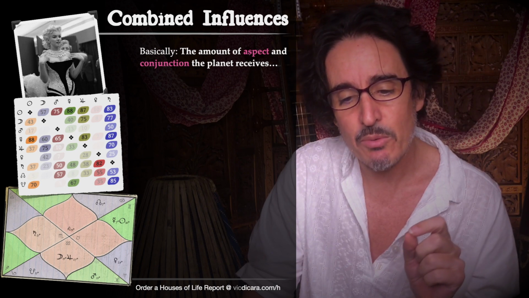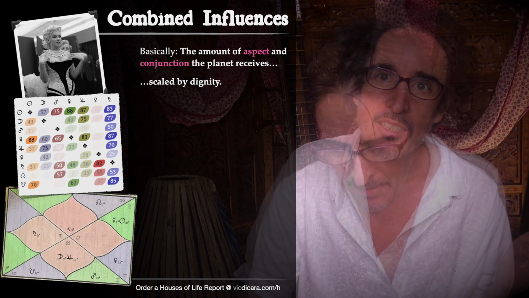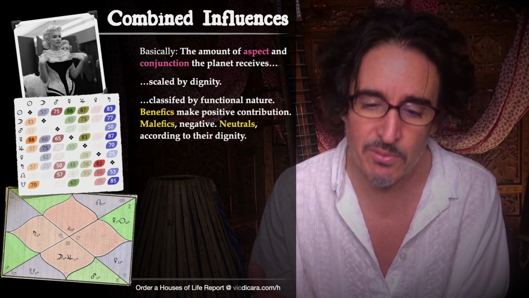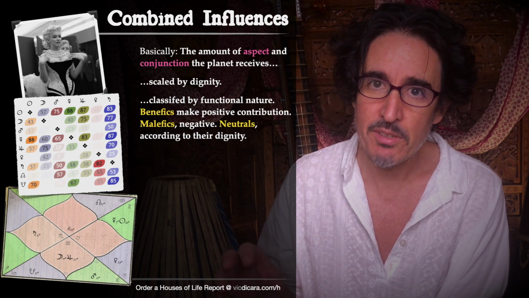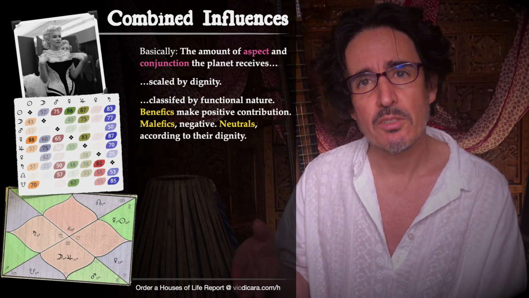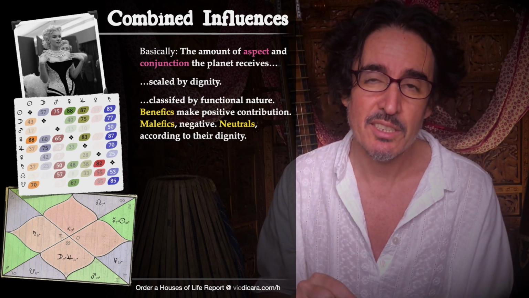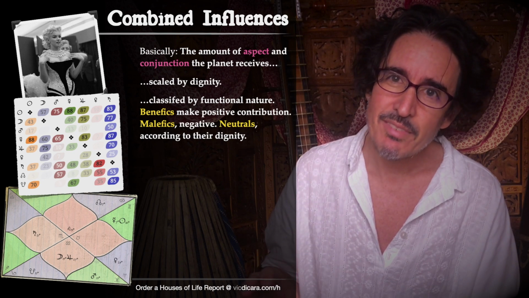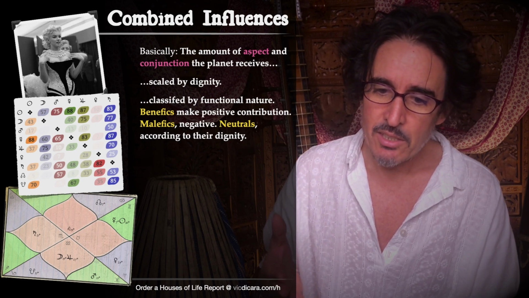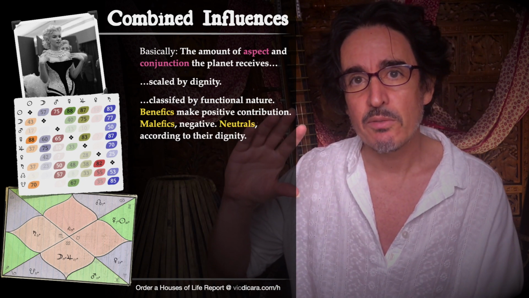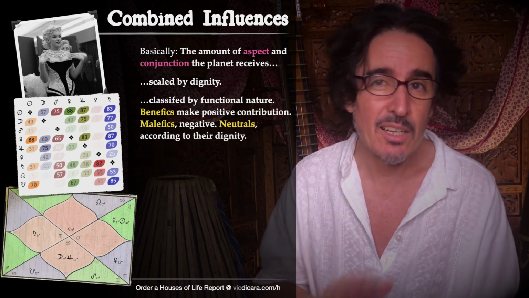The first of those steps is that we're going to scale the influence by the dignity of the influencer. And then the next step is to classify the influence as either positive or negative. We're going to do that based on whether or not the influencer is a functional benefic or functional malefic. And if you're not familiar with that, then go to episode 1 of this series. Planets can also be functionally neutral. As in Monroe's case, Mercury is functionally neutral for Leo ascendant. So in that case, you classify Mercury's influence according to whether or not its dignity is positive or negative.